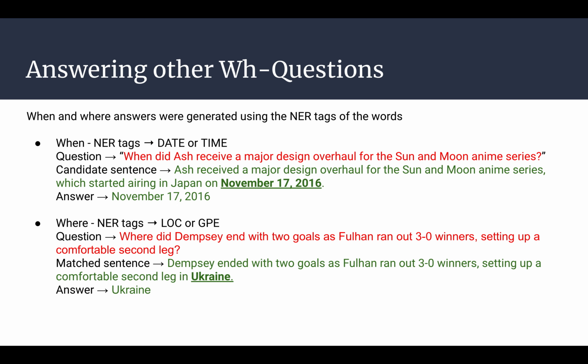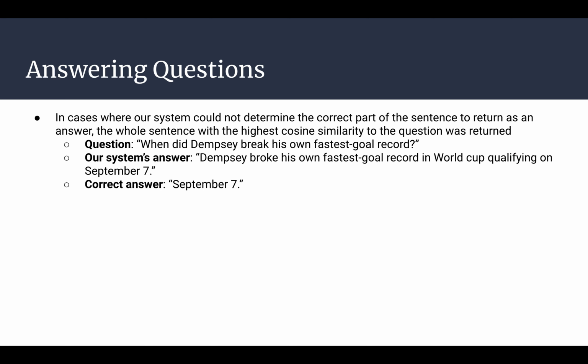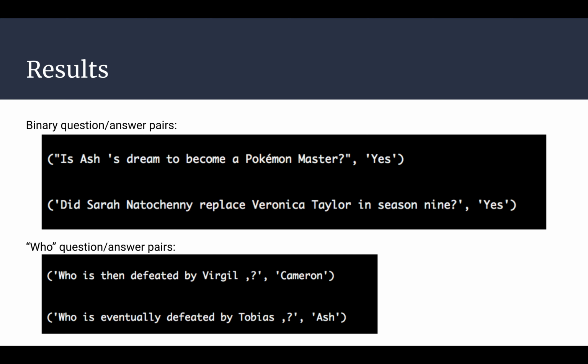In the case of when and where, we instead rely on NER tags instead of our constituency tree. So for when, we look at date or time tagged in our candidate sentence, and in where questions, we look for location or GPE tags. In the case where we were unable to correctly find the subcomponent of the sentence to return, we instead return the full cosine similarity sentence.